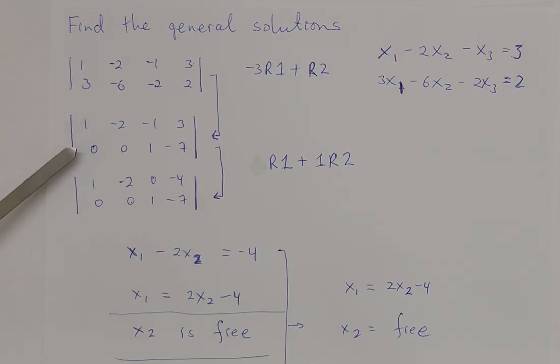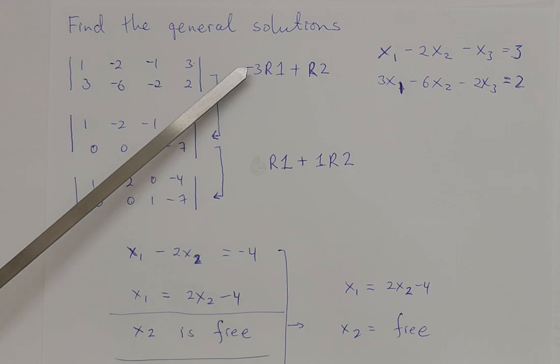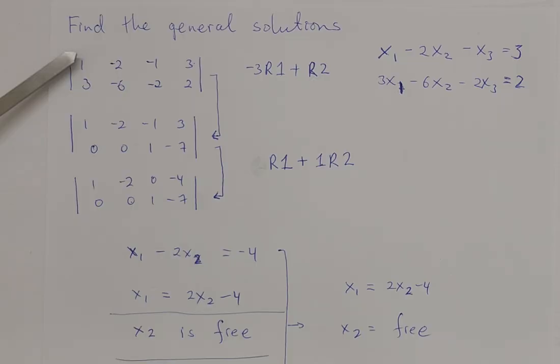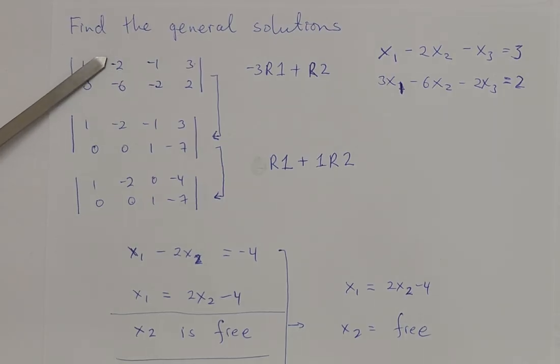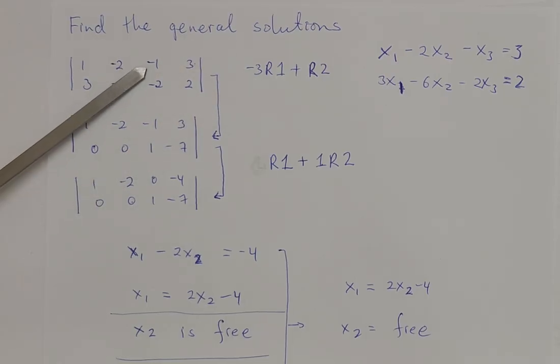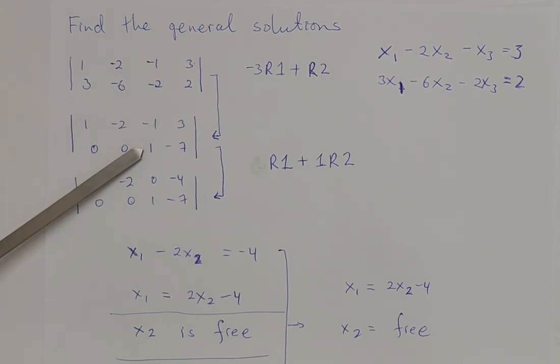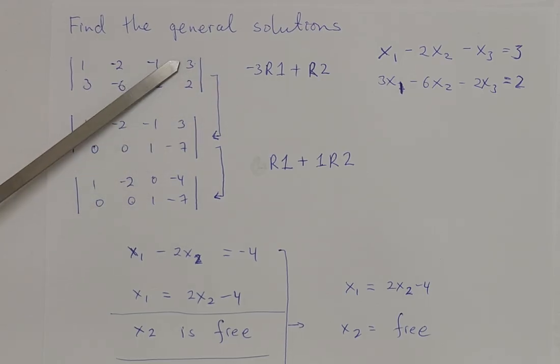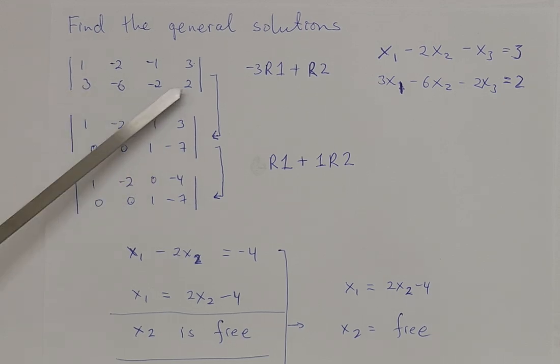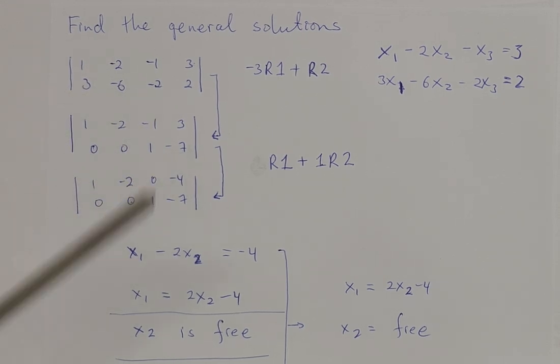Next, we want this 3 to become a 0, so we multiply by the opposite of 3, which is -3. So -3 times row 1 plus row 2. -3 times 1 is -3, 3 plus -3 is 0. -3 times -2 is +6, -6 plus 6 gives me 0. -3 times -1 is +3, subtract 2 gives me 1. -3 times 3 is -9, plus 2 gives me -7. As you can see, the second row now becomes 0, 0, 1, -7.